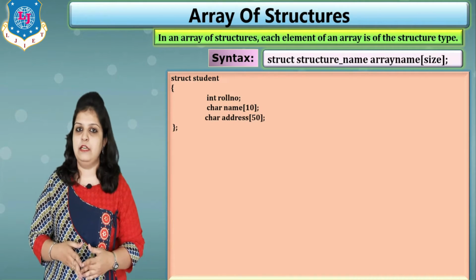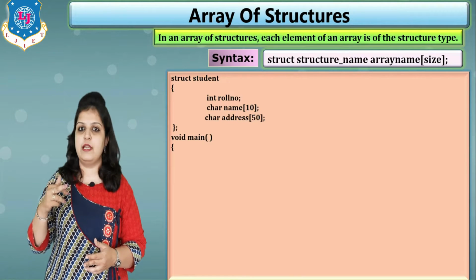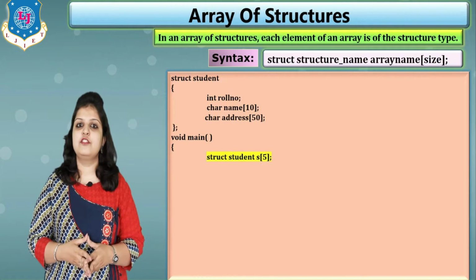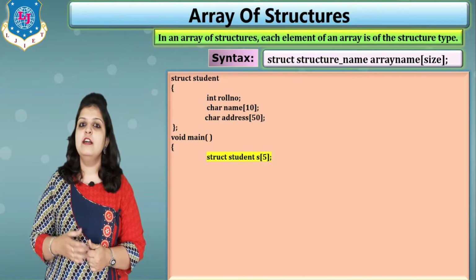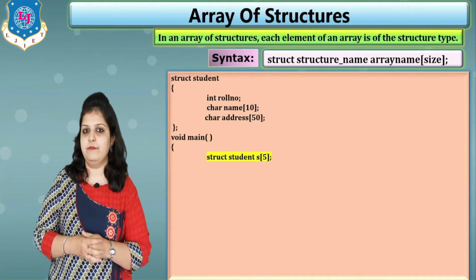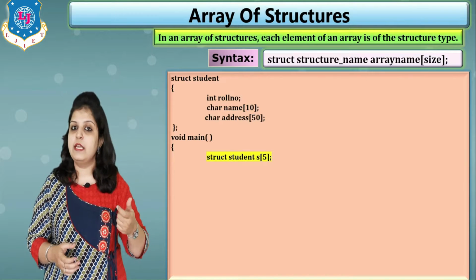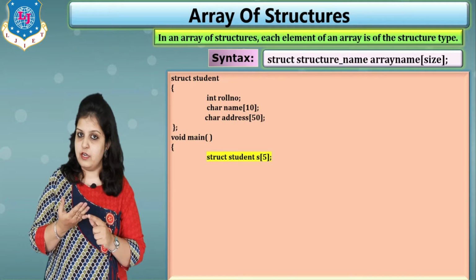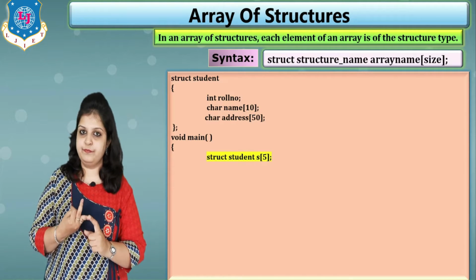Now write the main function, and we can declare our structure variable in two ways, but here I am using the second method. So first write the struct keyword, then our structure name which is student, and here we have to use array of structure. So I am writing S[5]. Now what do you mean by S[5]? In this S variable we can store 5 students' data. Means for 5 students we can store roll number, name and address.